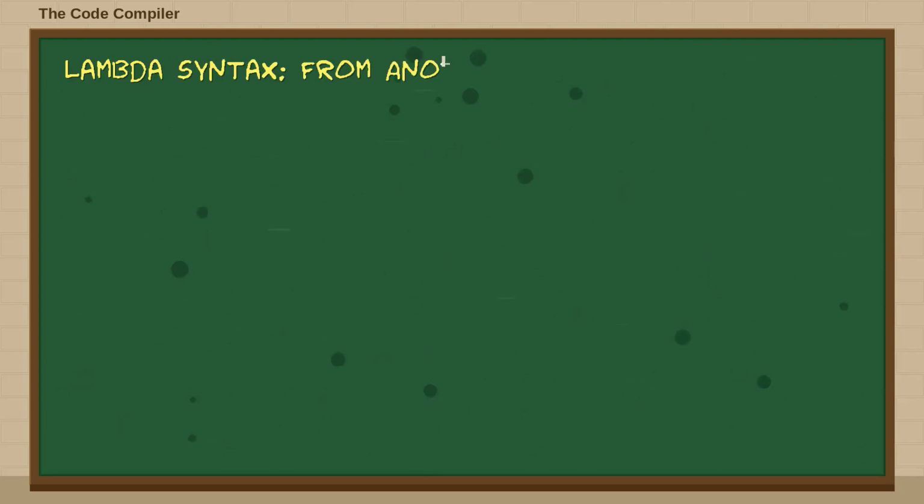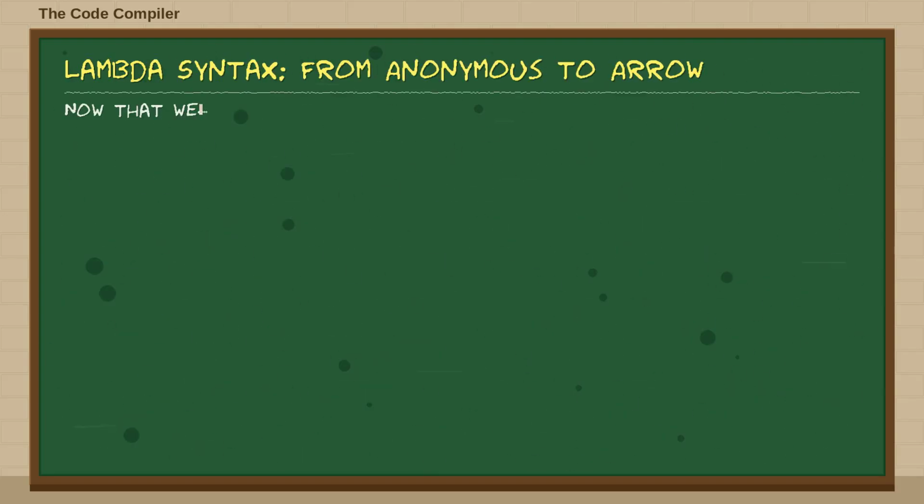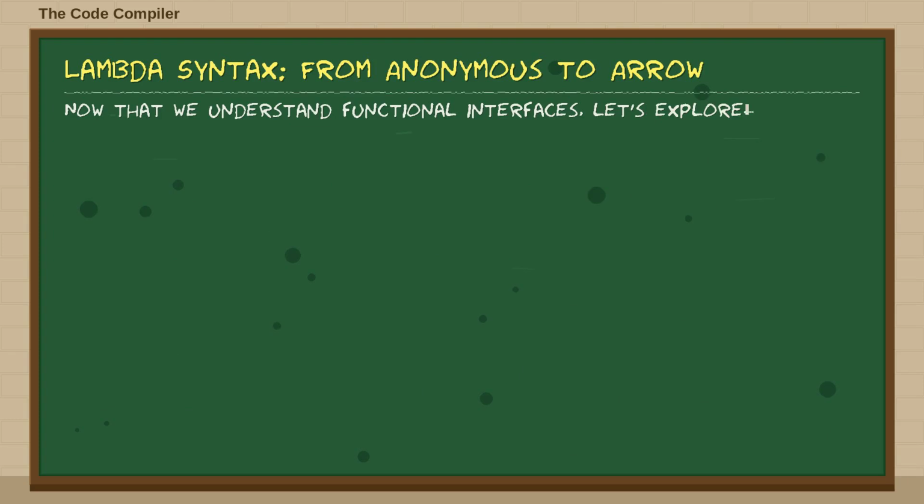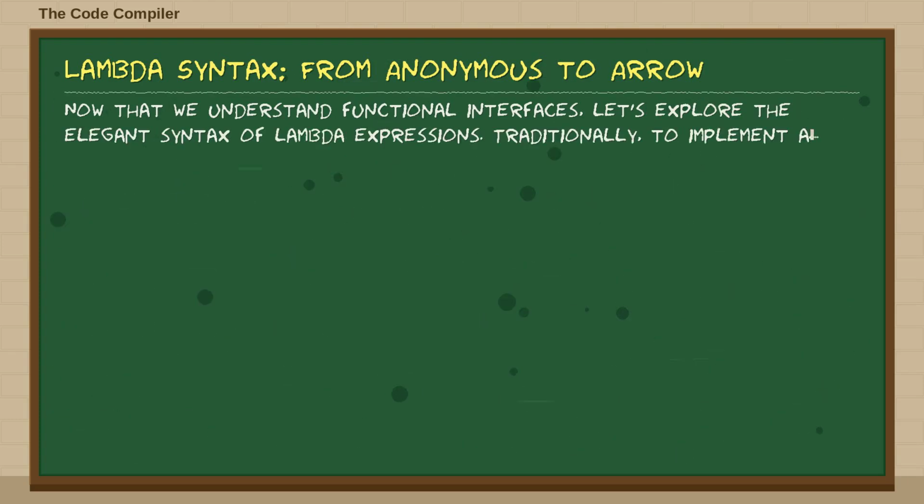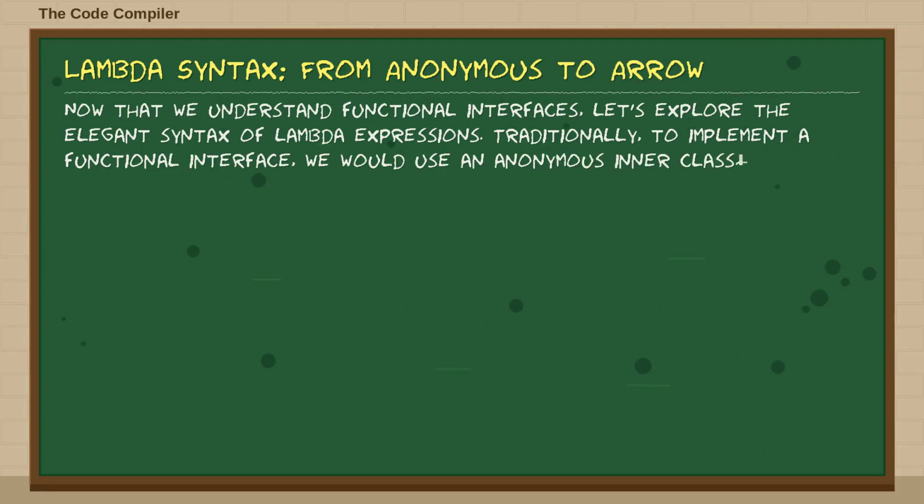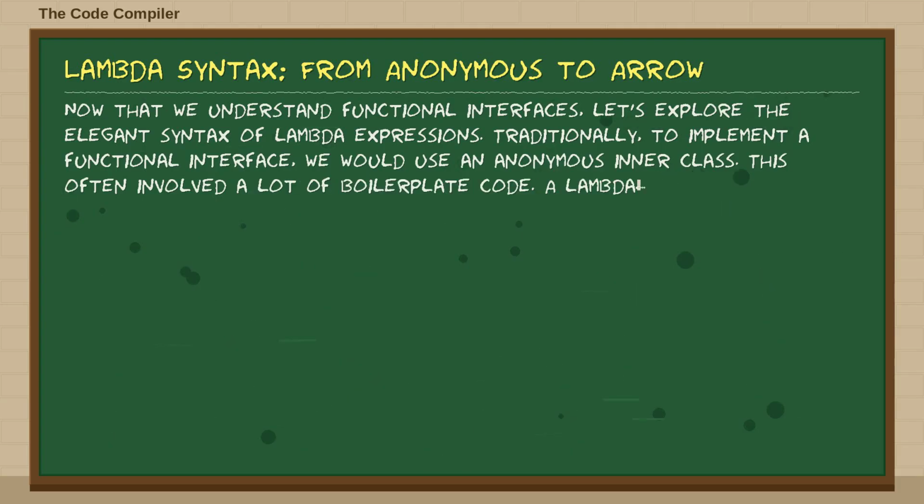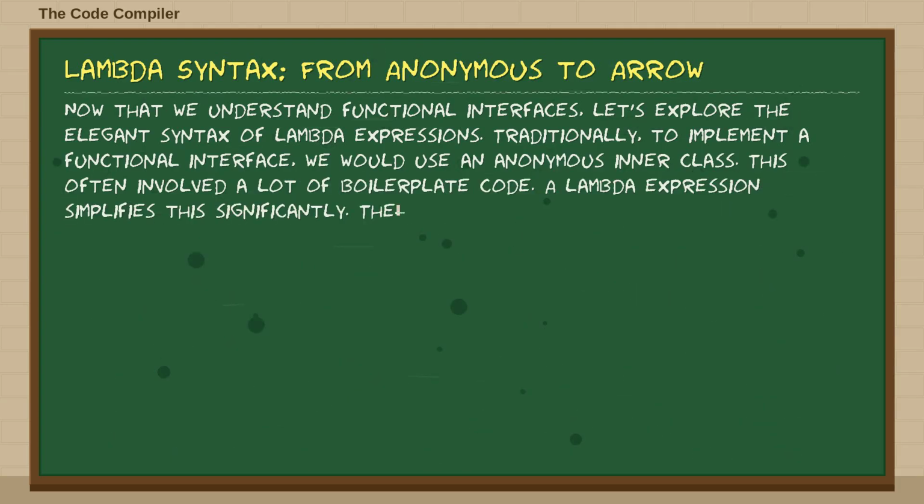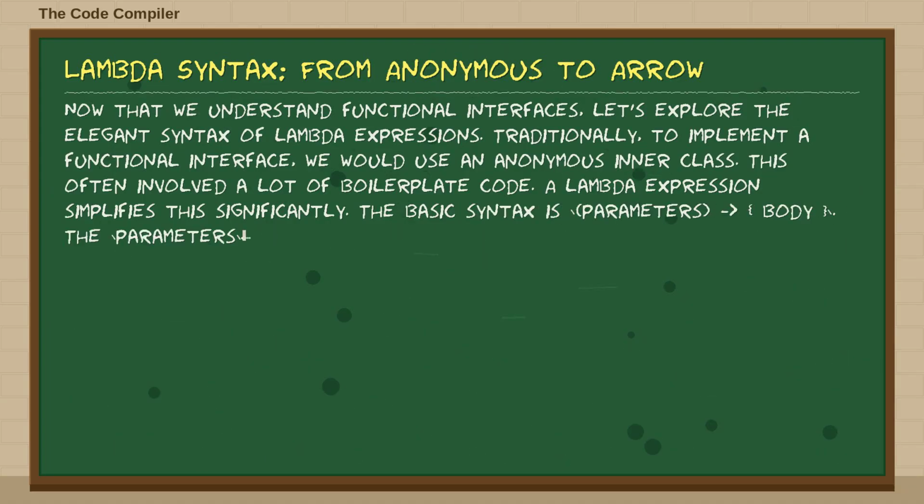Now that we understand functional interfaces, let's explore the elegant syntax of Lambda expressions. Traditionally, to implement a functional interface, we would use an anonymous inner class. This often involved a lot of boilerplate code. A Lambda expression simplifies this significantly.